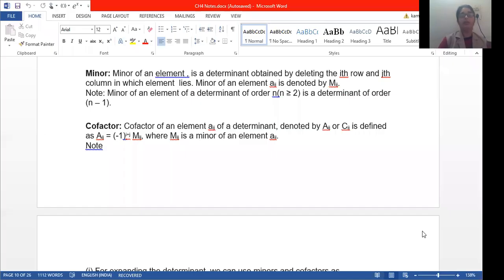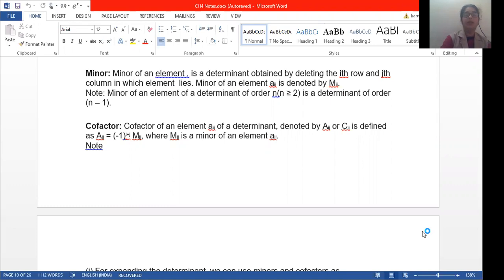Good morning, class. So, till yesterday we have done how to find the area of a triangle using determinants. We have also done how to find the determinant using properties, and simply how we can find a determinant by expanding it through any row or column. Now we will find what is minor and cofactor.